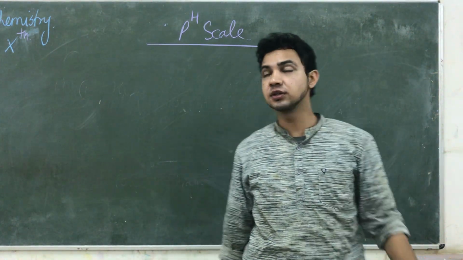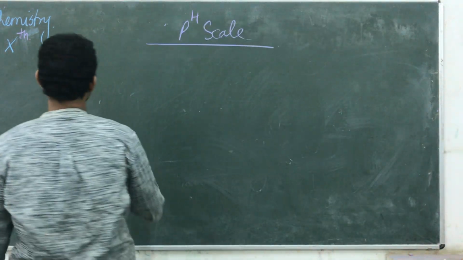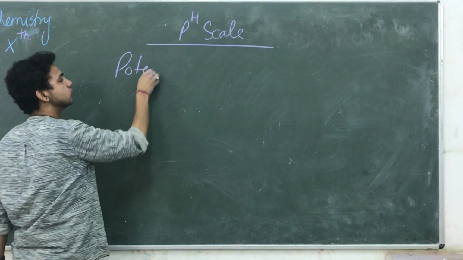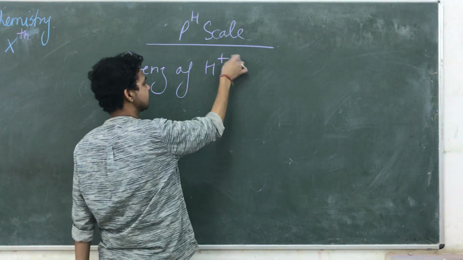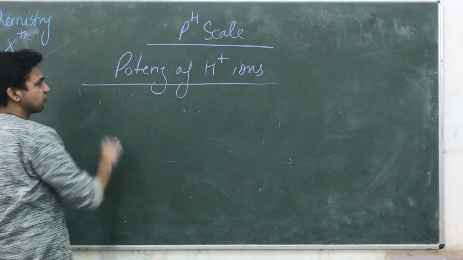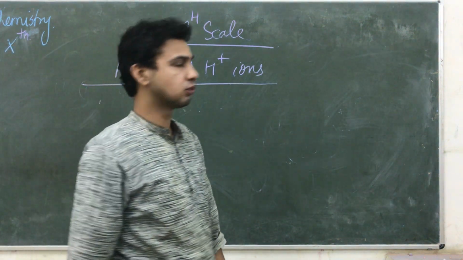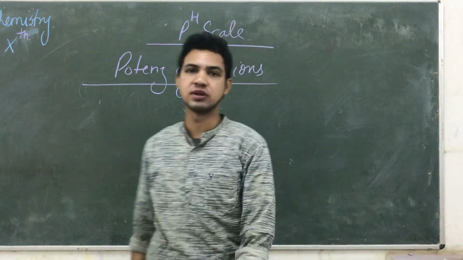Today we are starting our next topic, the pH scale. The pH means potence of hydrogen, potence of H positive ions. So here we are talking about the concentrations of H positive ions and the power of H positive ion.